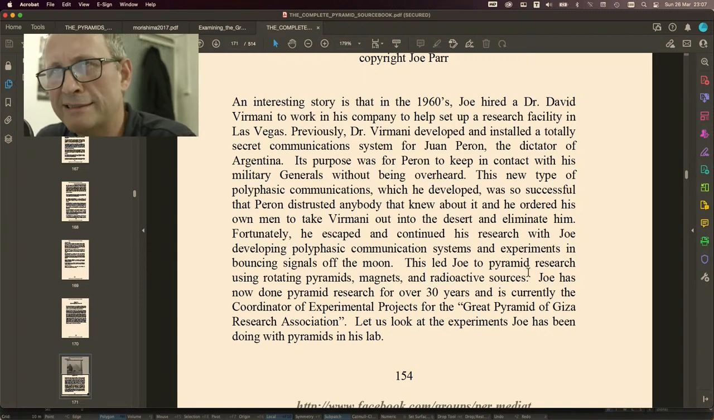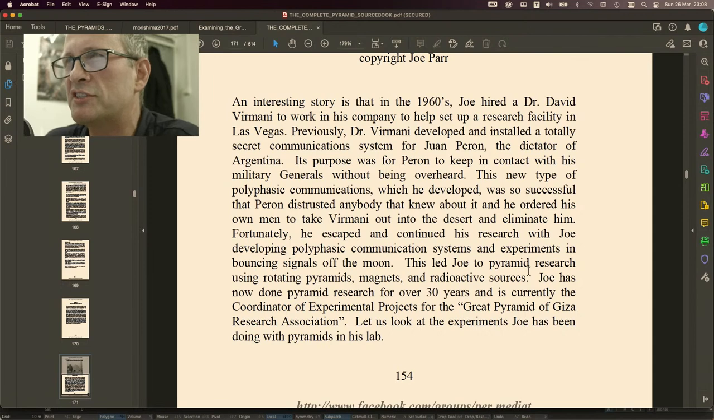Okay, bouncing signals off the moon and working with a polyphasic communication system that you couldn't intercept. I wonder what that could be.